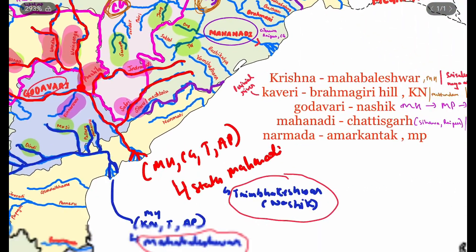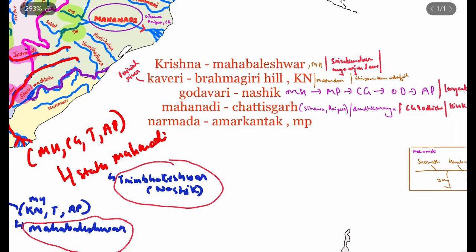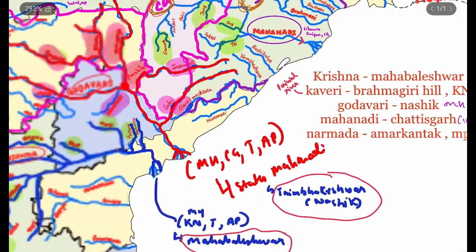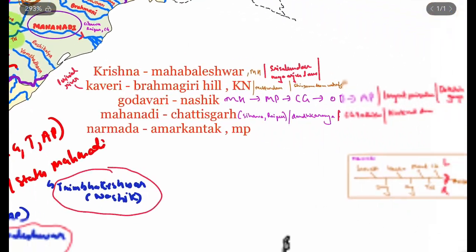Mahanadi. Mahanadi originates from Sihawa, Raipur, and that region is known as Dandakaranya. Mahanadi originates in Chhattisgarh, Sihawa district, Raipur. Hirakud Dam is on Mahanadi. So here we have Mahanadi.